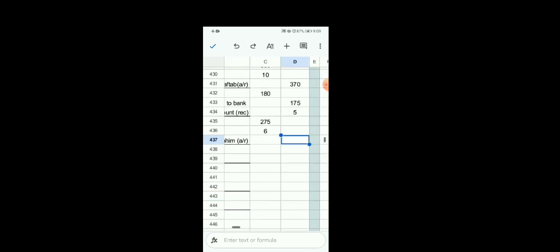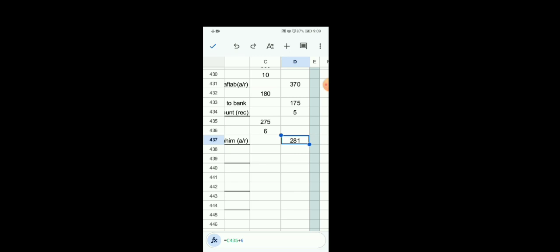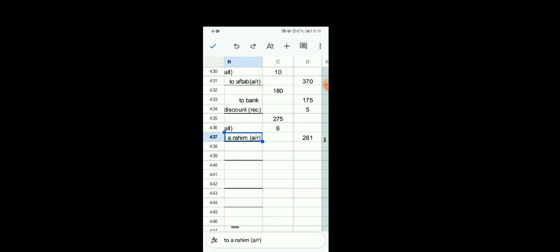Debit and credit side are always equal. So what you will do, to equalize, you will add all the amounts present on the debit side. 275 plus 6, these two amounts were present on the debit side. You have added up and written on Rahim. Though the amount for Rahim was not mentioned in the book, indirectly you have calculated it by summing up all the amounts present on the debit side. This way both sides are equalized, meaning the entry is completed.